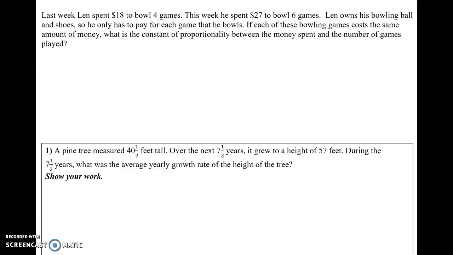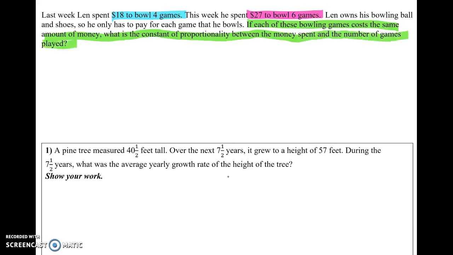So let's first underline some key things. Len spent $18 for 4 games. And then it says this week he spent $27 to bowl 6 games. He's only paying for the games because he owns his bowling ball and shoes. And then the question says, if each of these bowling games cost the same amount of money, what is the constant of proportionality between the money spent and the number of games played?